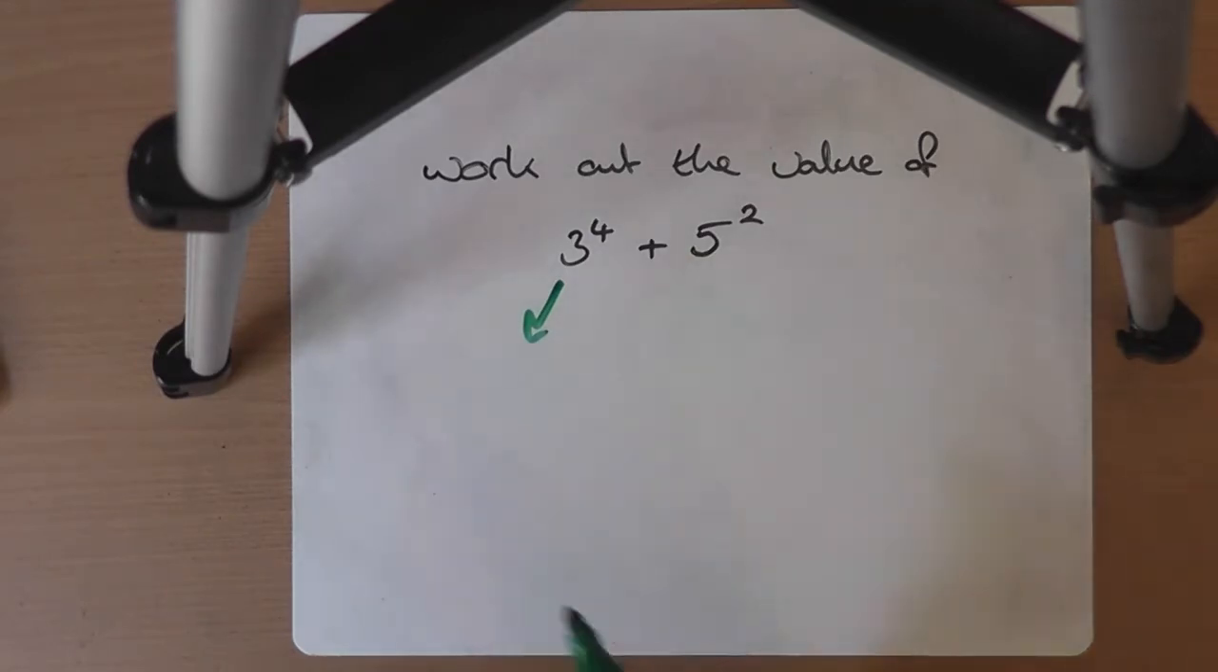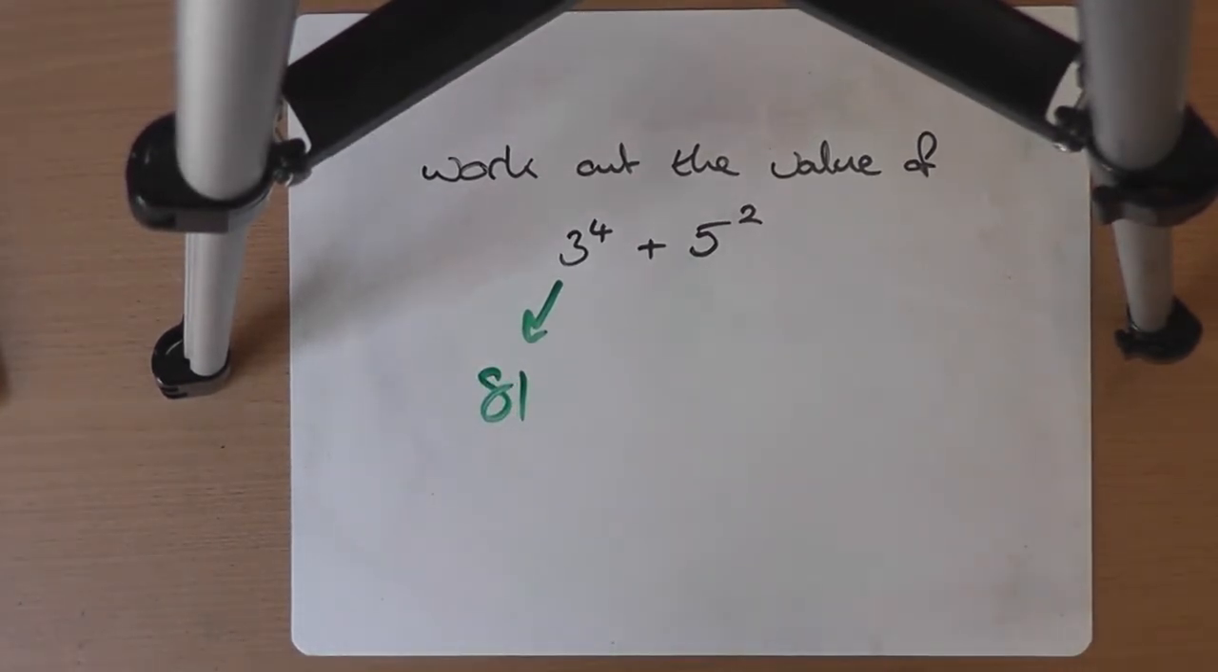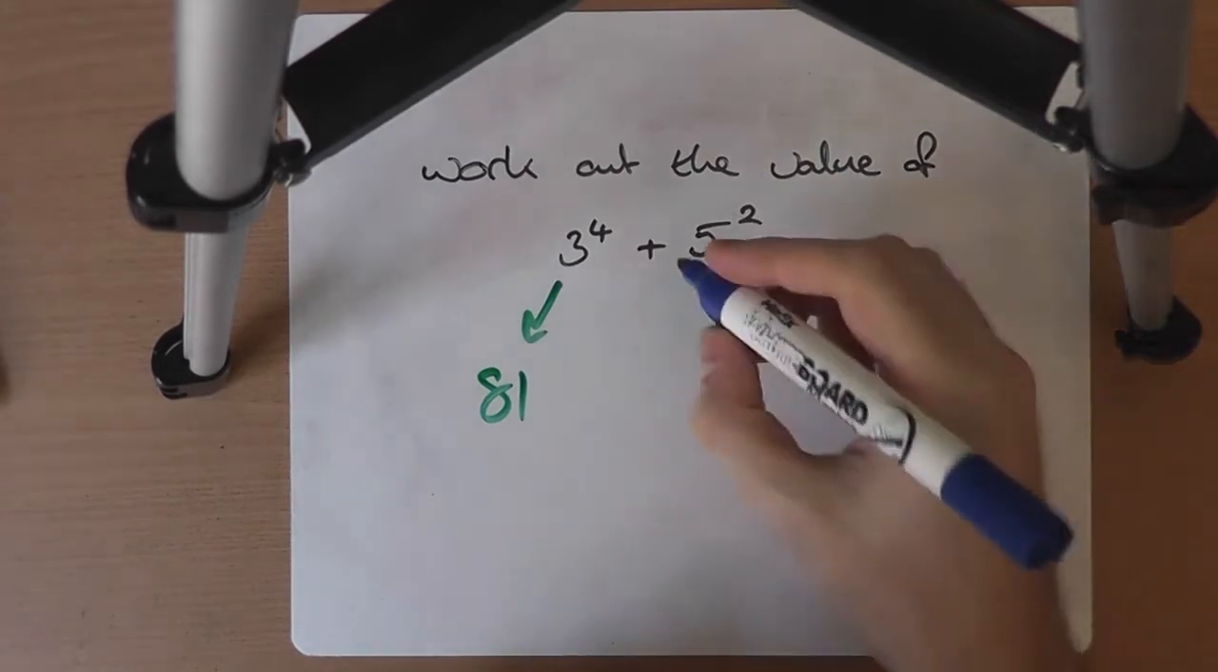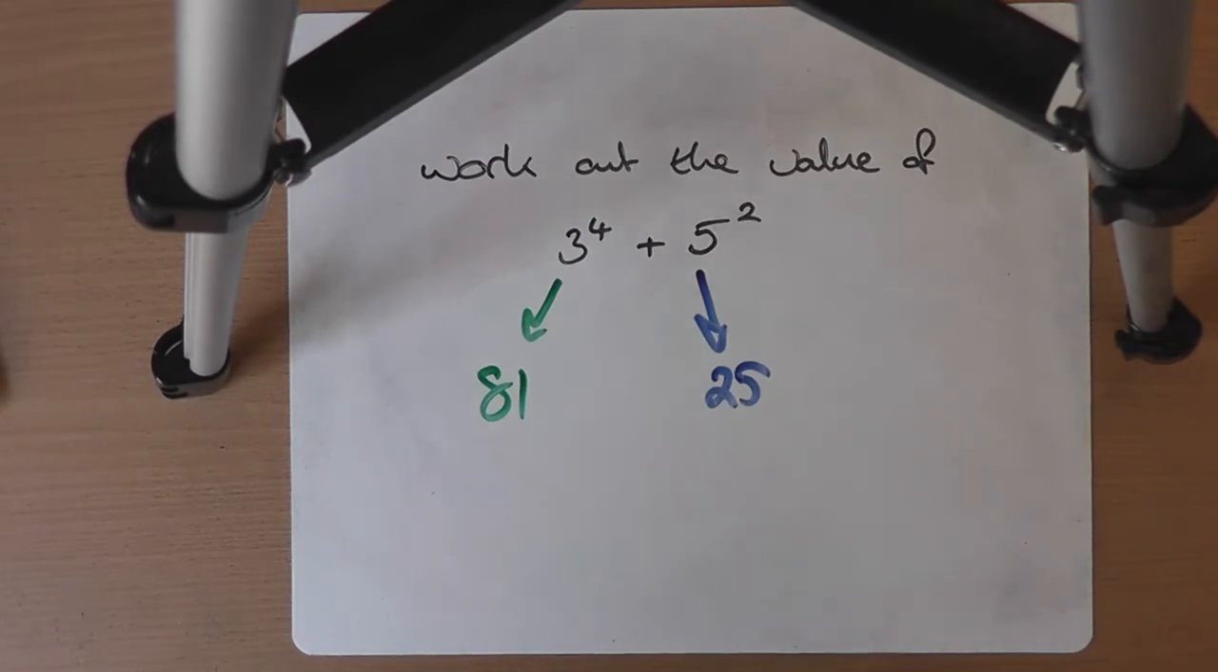So 3 to the power 4, 3 times 3 times 3 times 3. Maybe we grab our calculators, put that in our calculators, and we get that that is 81. And 5 squared, 5 times 5 would be 25. Maybe we pop that in our calculators, maybe we just work that one out from our times tables, or we know that 5 squared is 25 because we know our square number list.